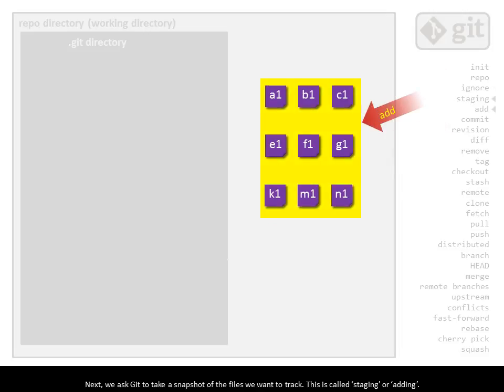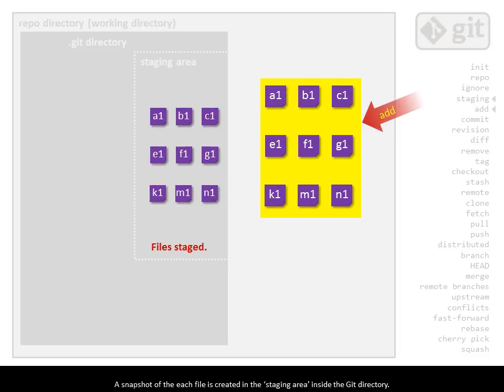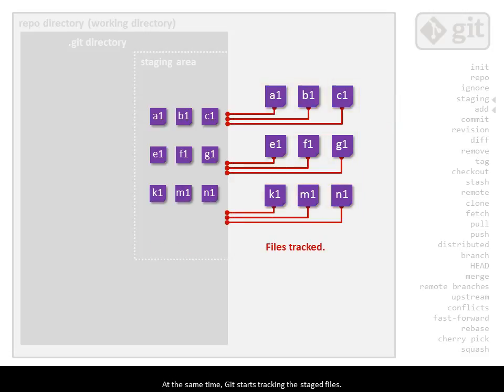Next, we ask Git to take a snapshot of the files we want to track. This is called staging or adding. A snapshot of each file is created in the staging area inside the Git directory. At the same time, Git starts tracking the staged files.